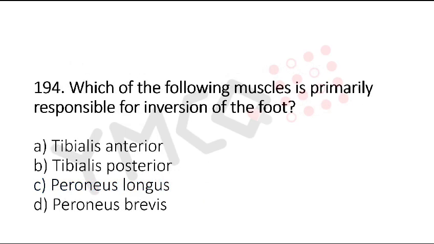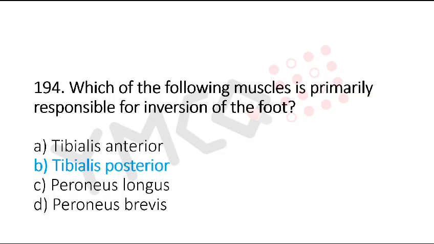Now let's move to question number 194. Which of the following muscles is primarily responsible for inversion of the foot? Option A, tibialis anterior. Option B, tibialis posterior. Option C, peroneus longus. Option D, peroneus brevis. And the answer is option B, tibialis posterior.